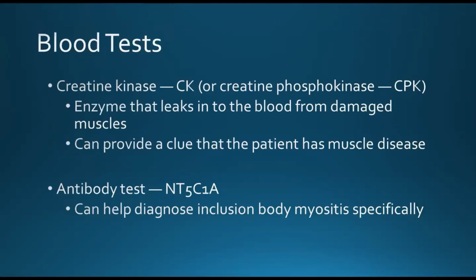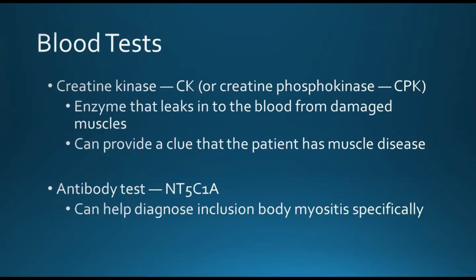There's two kinds of blood tests now that can help: creatine kinase or this antibody test. Creatine kinase doesn't tell you if you have IBM, but it can be a clue that you have a muscle disease as opposed to, say, a nerve disease or something else. Creatine kinase, often called CK, is an enzyme that leaks into the blood if your muscle cells are damaged. So in the presence of muscle disease, the levels will be high.